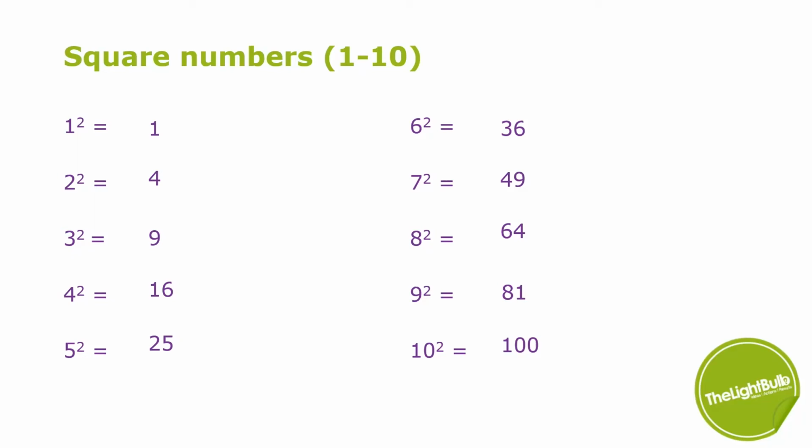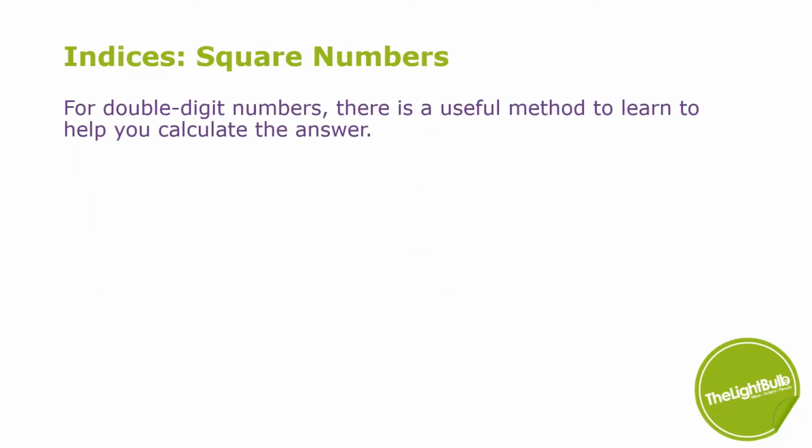Okay, now the square numbers 1 to 10 are great. They're very helpful to remember. But what happens if we end up with double-digit numbers? Well, yes, we could use a calculator if we are on the calculator section. However, it's worth noting that BIDMAS normally comes on the non-calculator section of the exam. And so we need a way of working out square numbers without using a calculator.